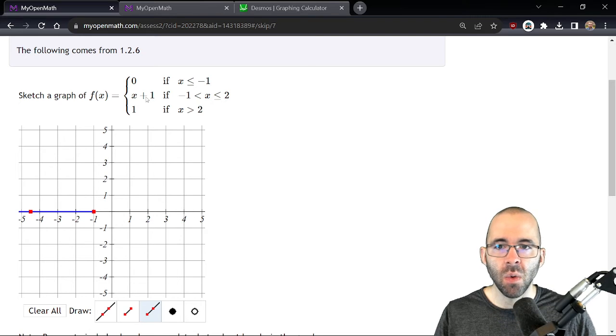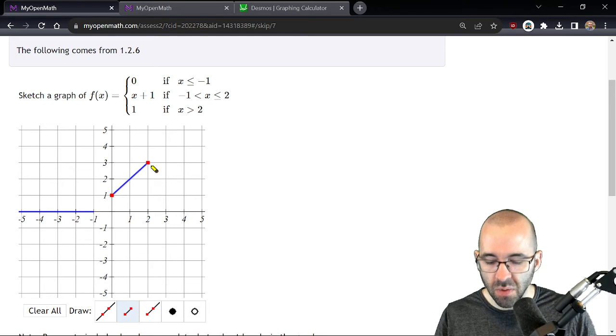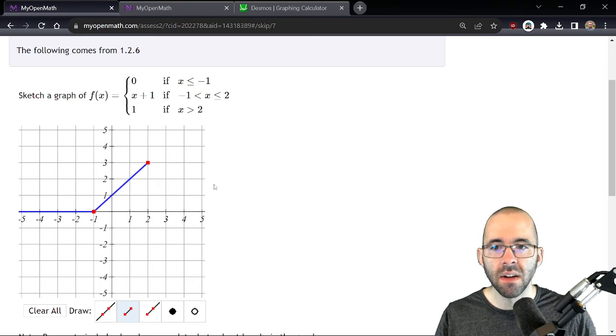Next is the line y equals x plus 1. Again, this one's only going to be between -1 and +2, so we're only drawing a portion of this line. It has a y-intercept of +1 and a slope of +1 as well. So it starts here and it has a slope of 1. And we're only going from an input of -1 to an input of +2.